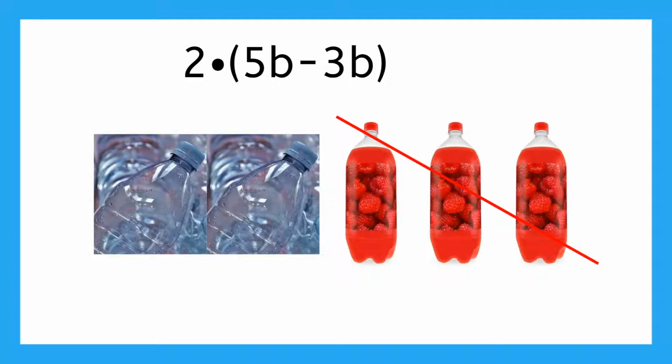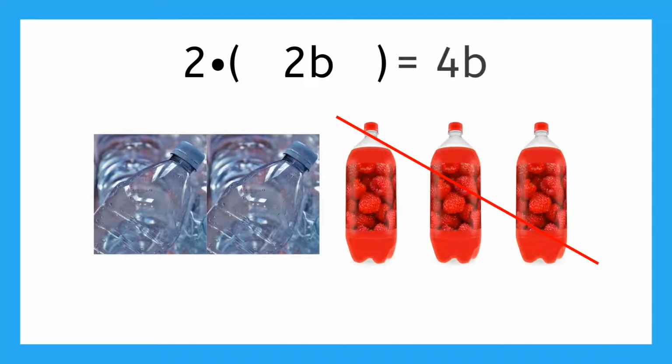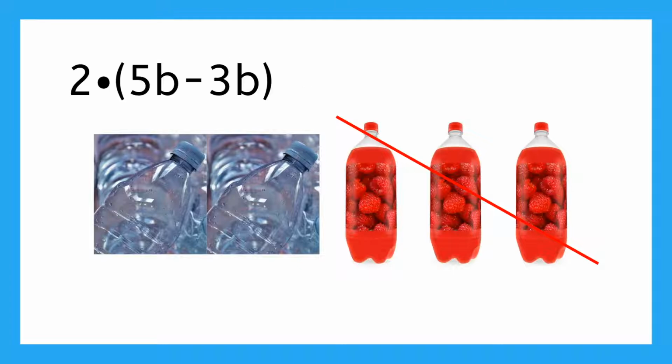The first method to solve this, and the method you probably used in your head without even realizing it, is to combine the like terms first. 5 bottles of soda minus 3 bottles means 2 bottles of soda were actually drank at the first party. And when we double that, we get 4 bottles for this party.